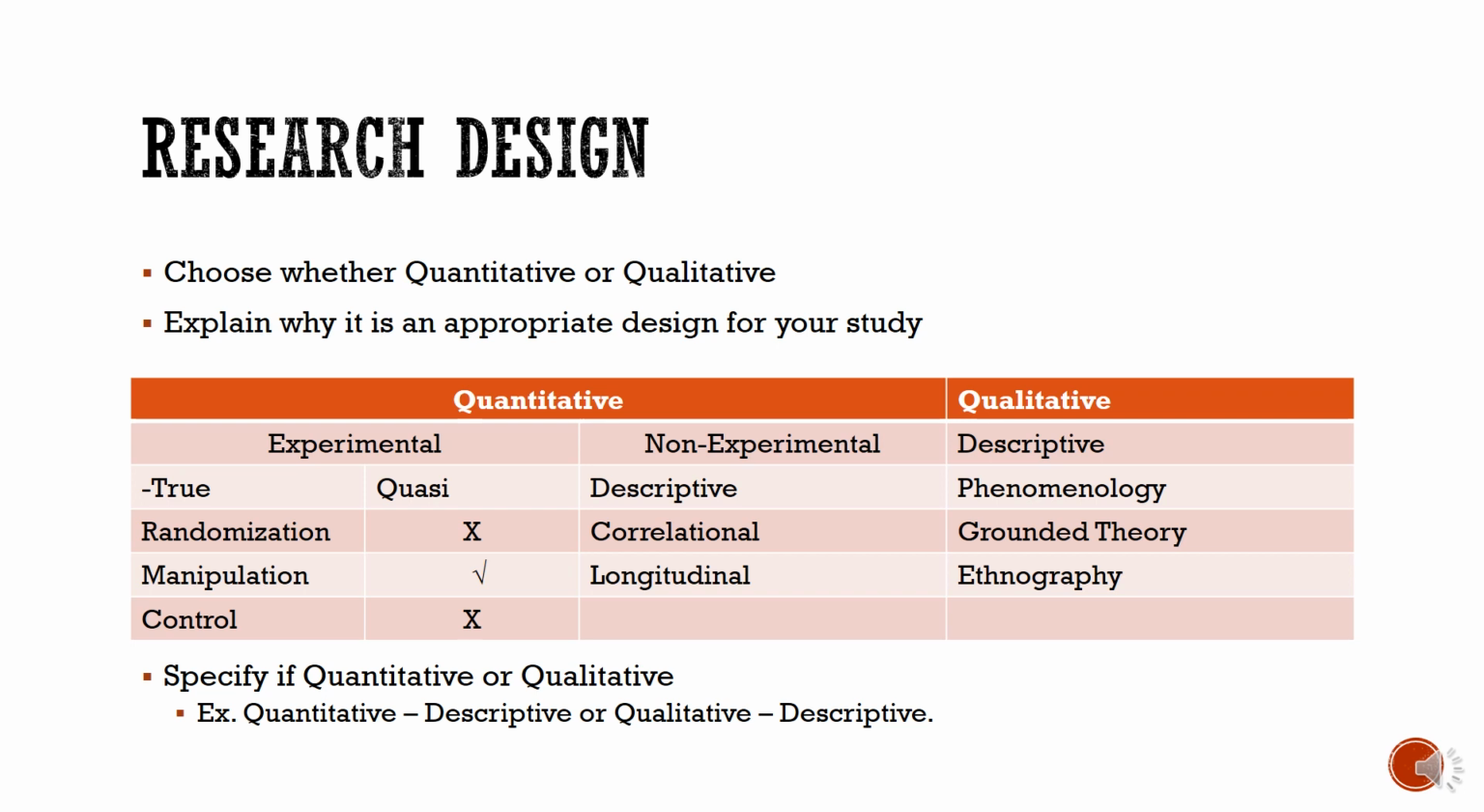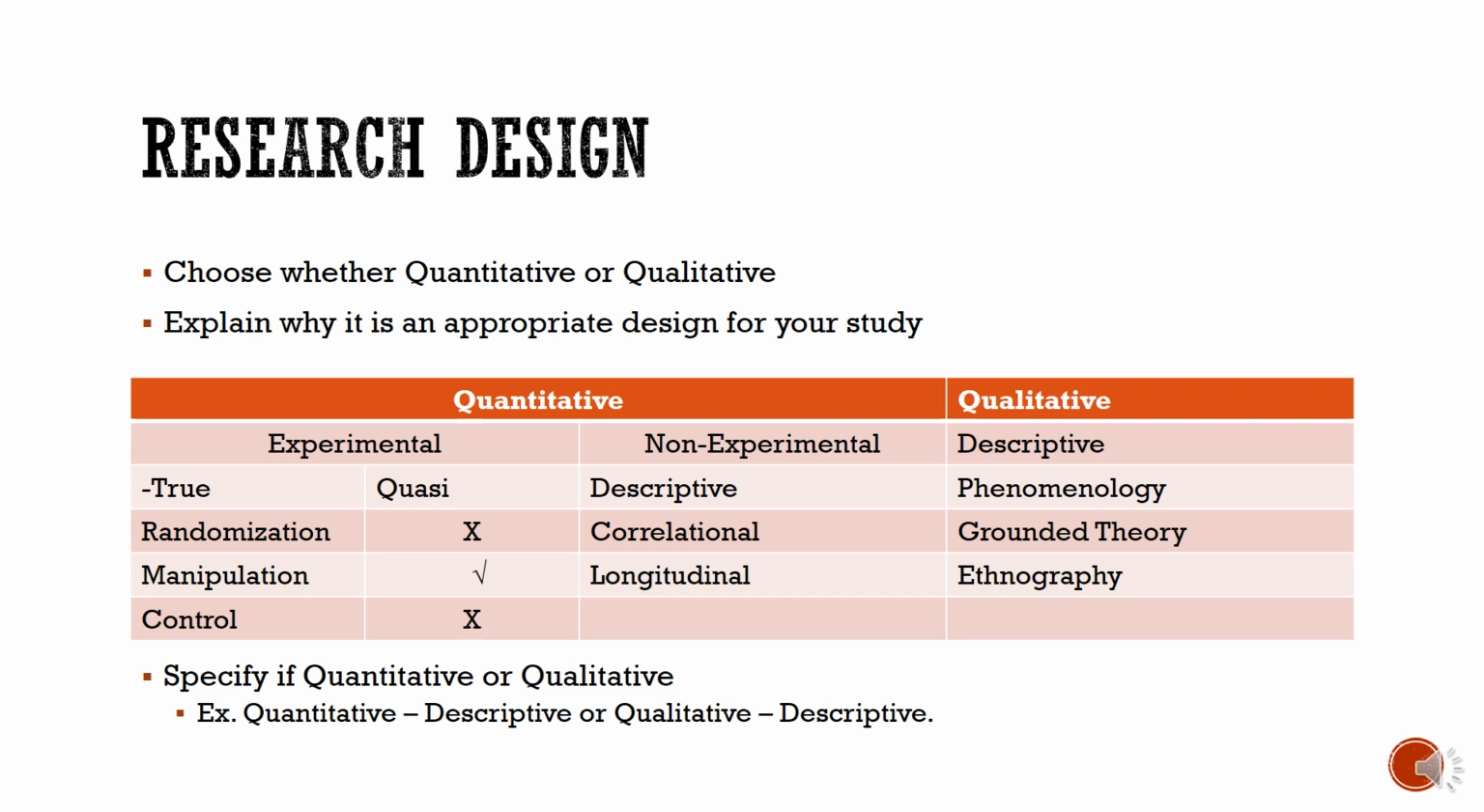Descriptive, you just have to describe. Correlational, if you want to prove a relationship. And longitudinal, if I have to specify what type of study you want to produce. For qualitative, these are your choices: descriptive, phenomenology, grounded theory, and ethnography. So for descriptive, once again, you just have to describe the study, you just describe what you're trying to study.